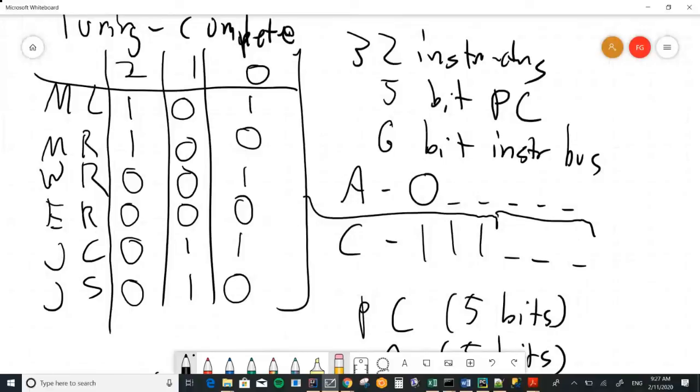Oh, you know what? I think I got my instructions backward. Well, we'll see. Yeah, these are backward. This should really be JS and JC. I think it's going to be a little clearer and make the circuit a little simpler. If I've got a 1 on instruction 0, then I'm looking to match a 1 coming out of RAM. If I've got a 0 on instruction 0, I'm looking to match a 0 coming out of RAM.